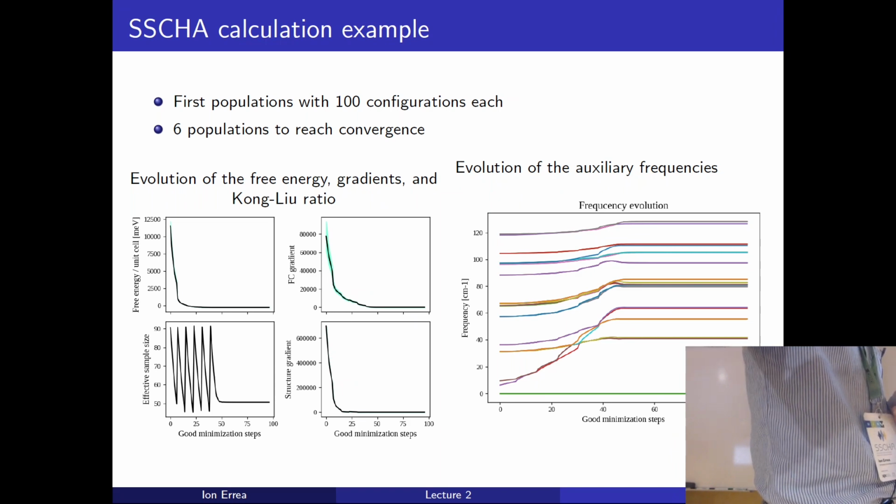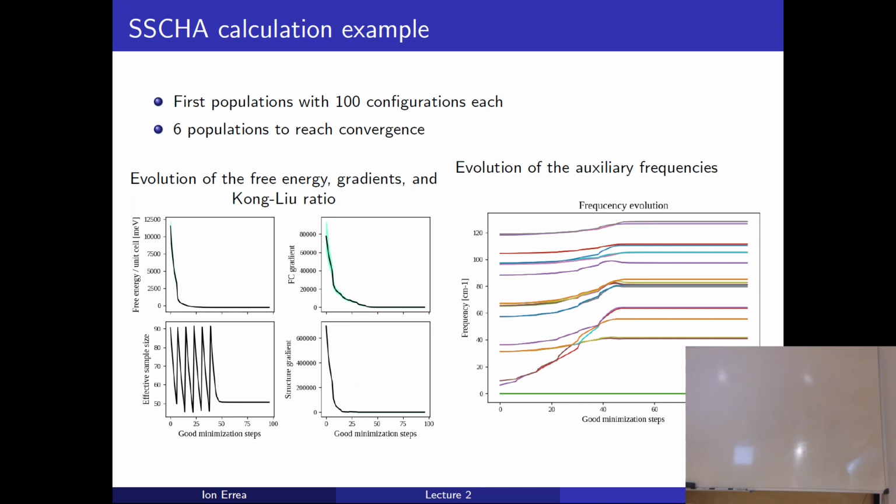In the end, I went to zero gradient of the force constant and the one with respect to the centroids, the structure gradient, we call it. You see here the evolution of the auxiliary phonon frequencies. This was my starting guess, and in the end they plateaued at a given point in the minimization.